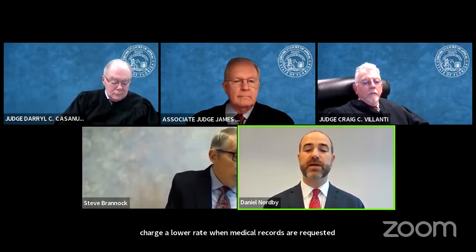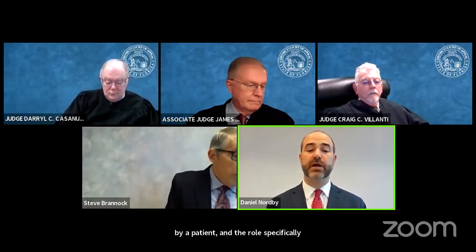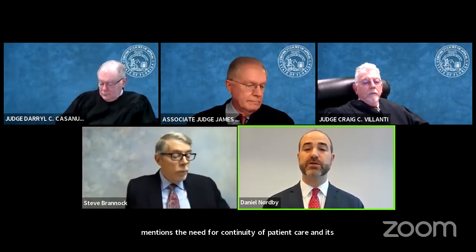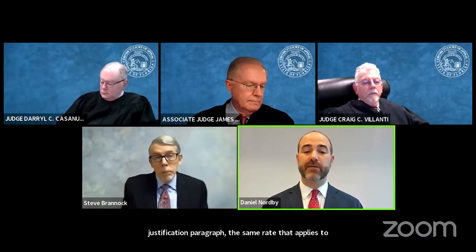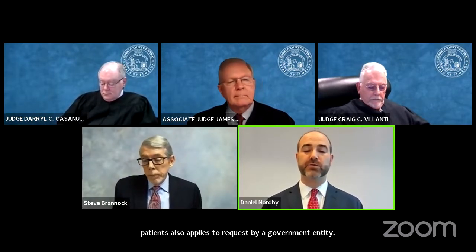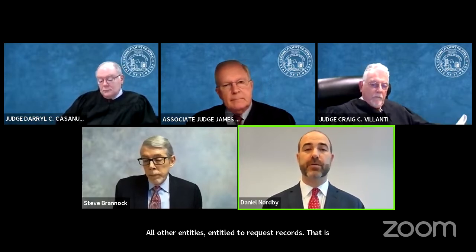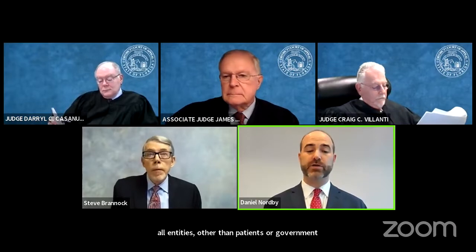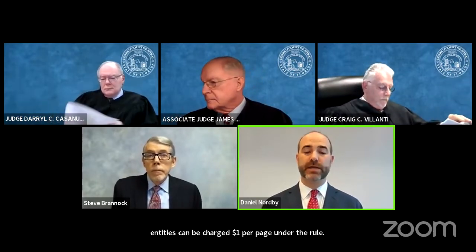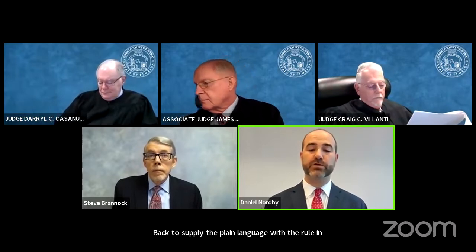And the rule specifically mentions the need for continuity of patient care in its justification paragraph. The same rate that applies to patients also applies to requests by a government entity. All other entities entitled to request records, that is, all entities other than patients or governmental entities, can be charged $1 per page under the rule. Bactus applied the plain language of the rule in calculating the reasonable reproduction charges.